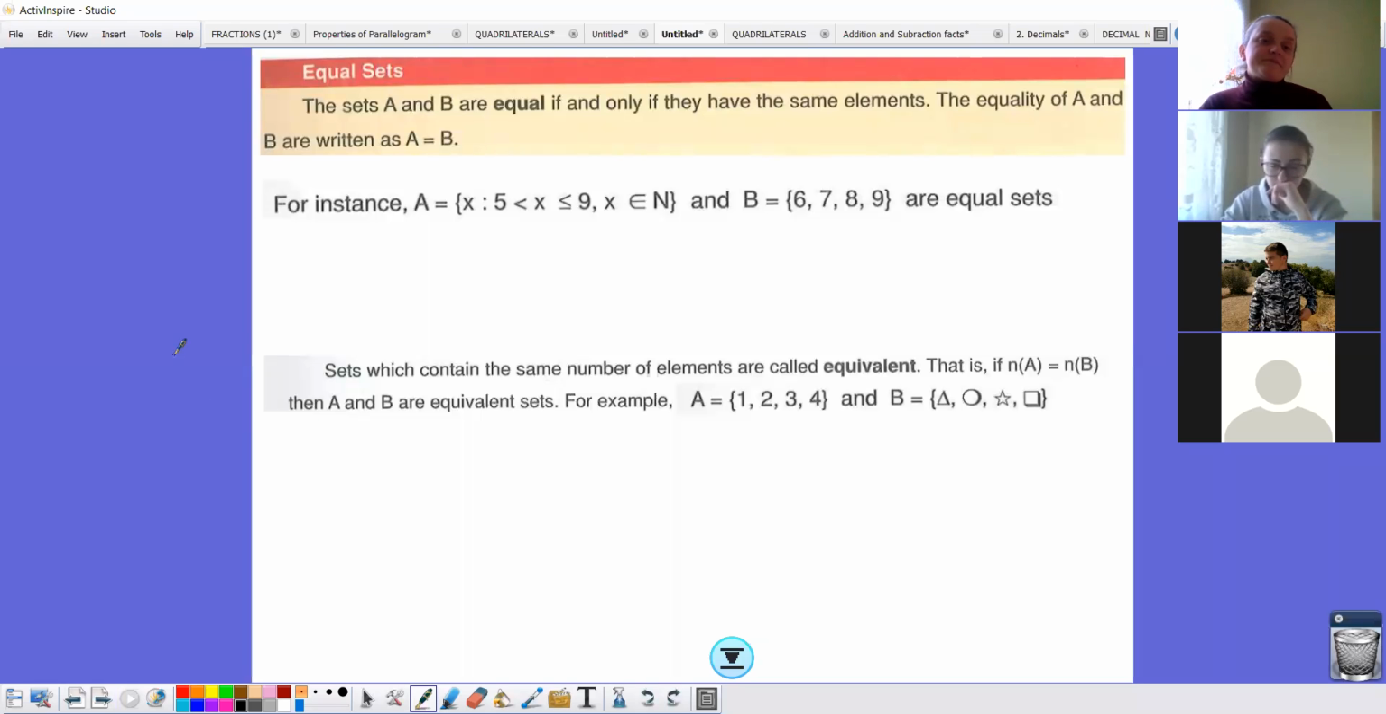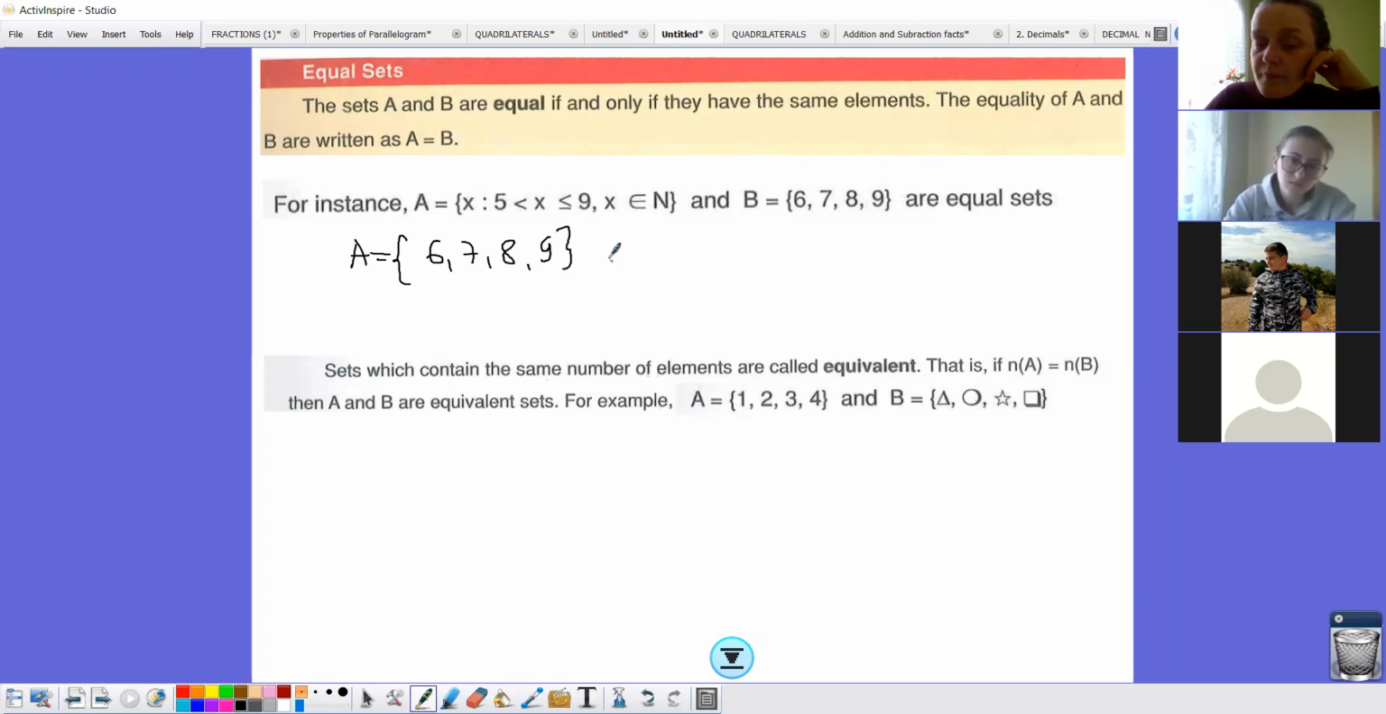Now, this one is the last slide. Let's finish this. One more type of sets is equal sets. The sets A and B are equal if and only if they have the same elements. I mean, we are not talking about the number of elements, but exactly the same elements. For example, here, A is given in set builder form and B is given in listed form. If I write A in listed form, what will be the elements of A? X is between 5 and 9. 5 is not included, so we'll start from 6, 7, 8, and 9 is included.